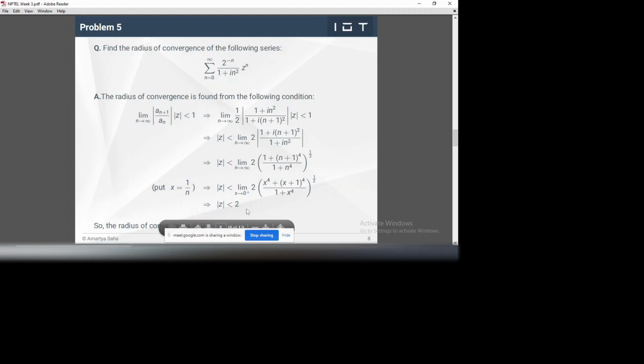So our criterion for uniform convergence is mod z less than 2. So simply the radius of convergence here is 2. All we have to do is to evaluate these limits in the n going to infinity limit. That is all we have to do in these kinds of questions.